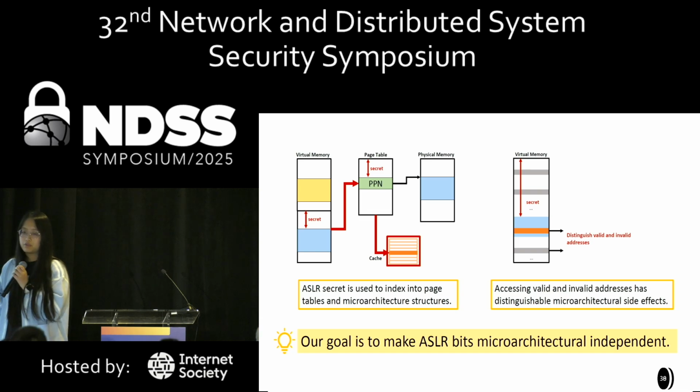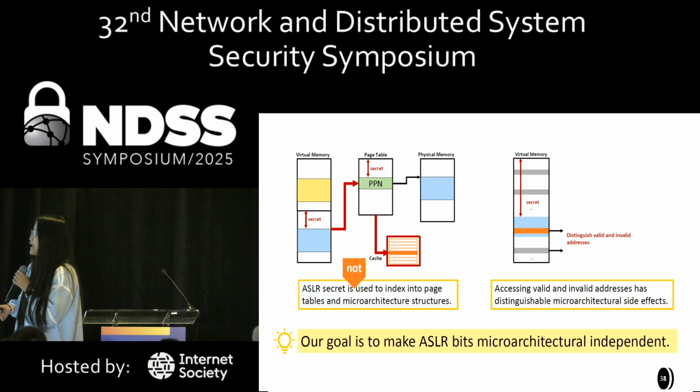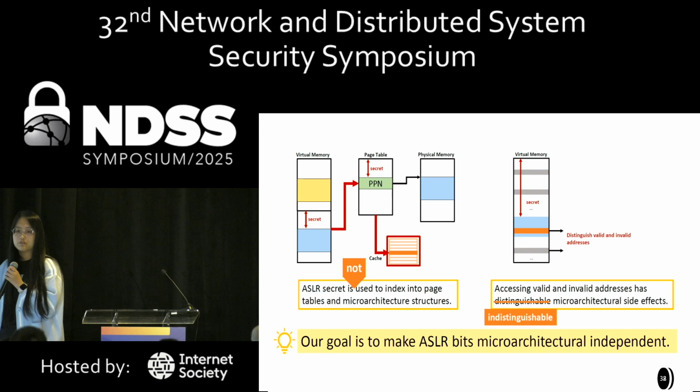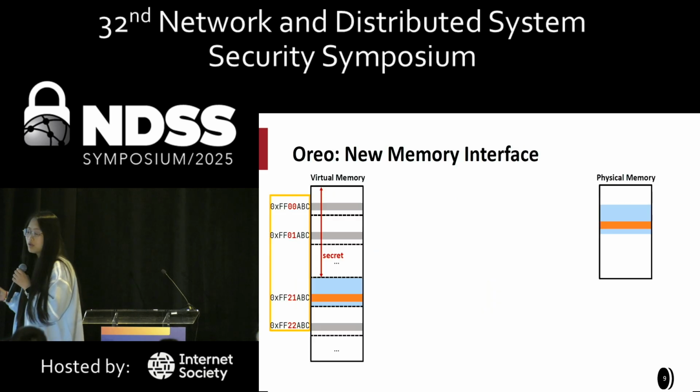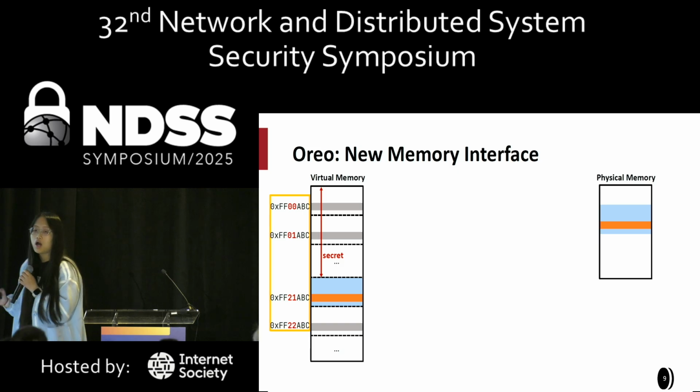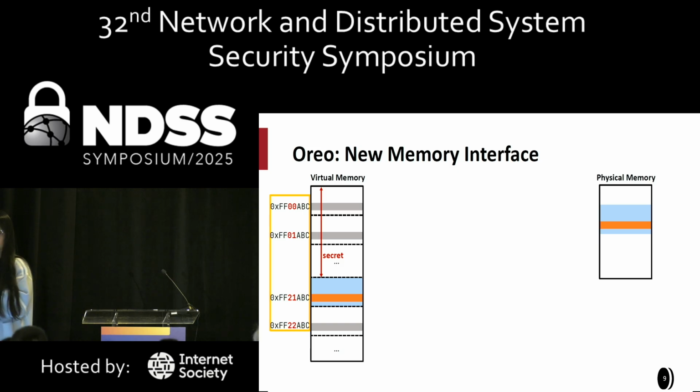The key point of achieving this goal is to make sure that the bit is not used to index into the structures, and accessing valid and invalid addresses has indistinguishable microarchitectural side effects. Now let me show you how we achieve this goal in our project. The key component of Oreo, as I already mentioned, is a new memory interface. On top of the virtual physical memory interface, we introduce a new layer called the mask memory.